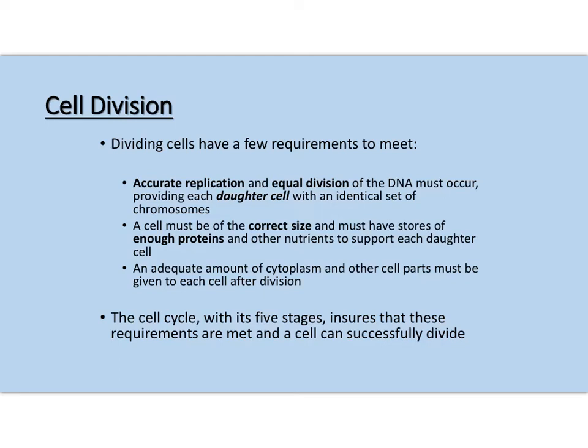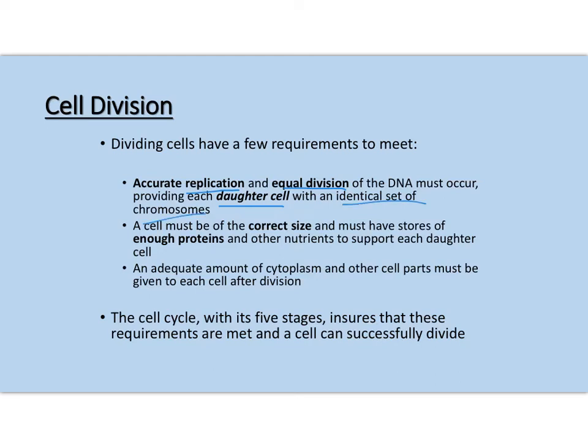When a cell prepares to divide, it sort of has to meet a few requirements before it's allowed to do so. The first thing that we have to do is we have to replicate and equally divide the DNA so that when we end up with two cells, two daughter cells instead of just one cell, both of those cells will have an identical set of chromosomes.